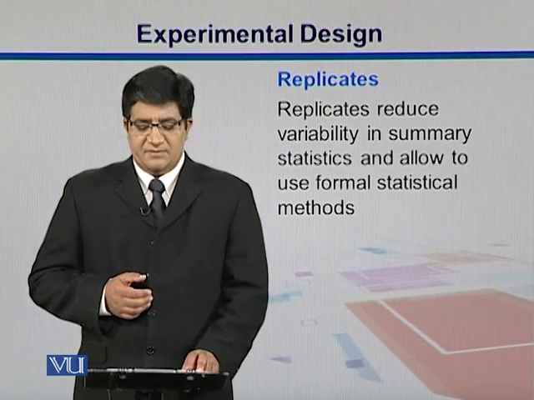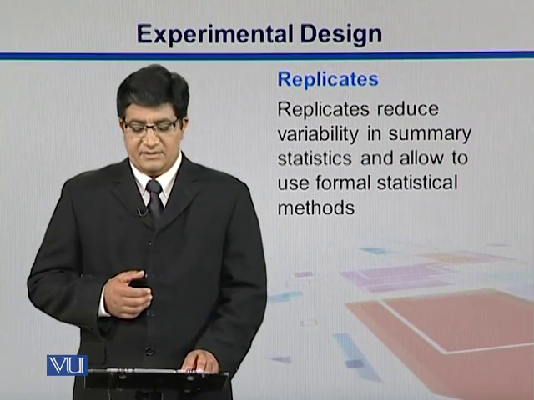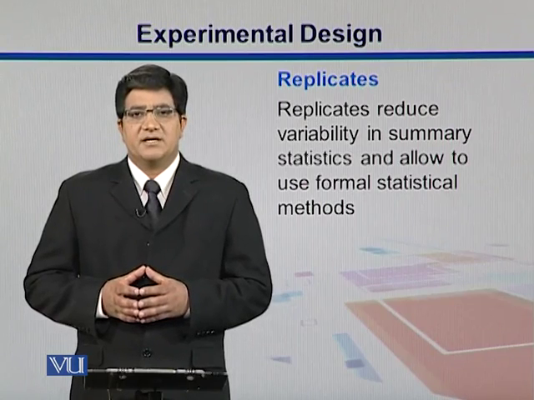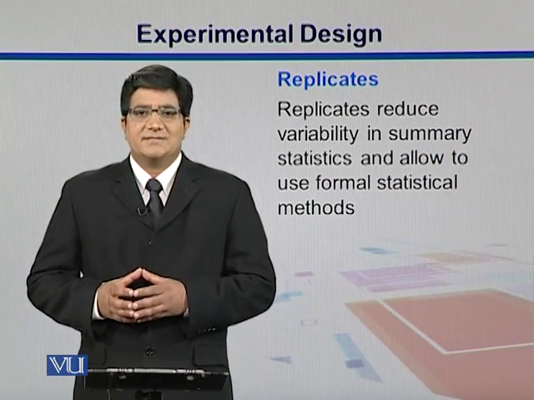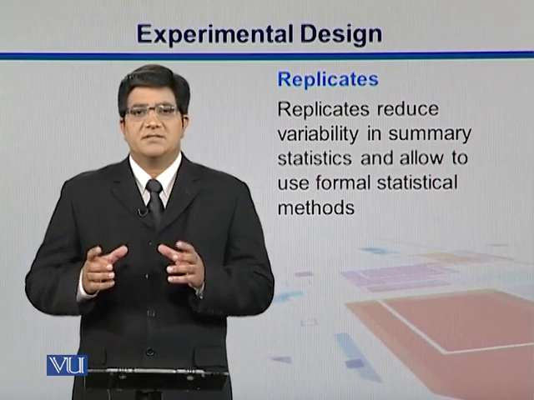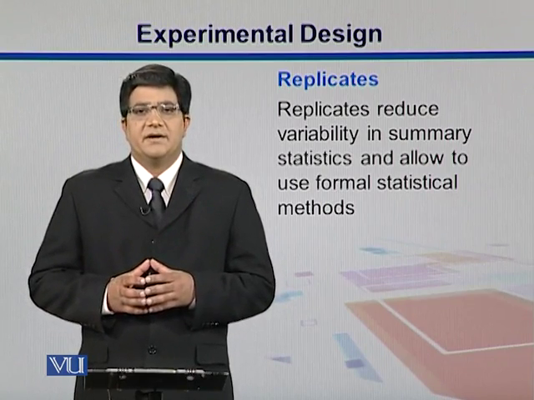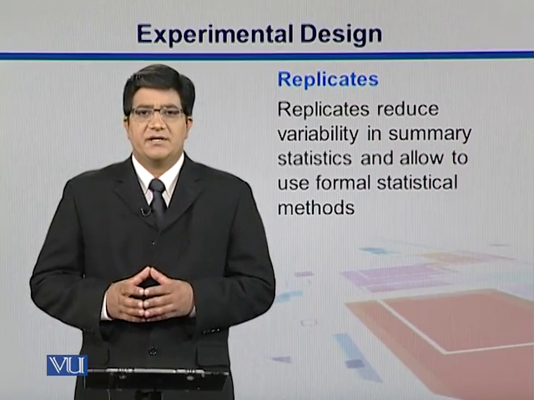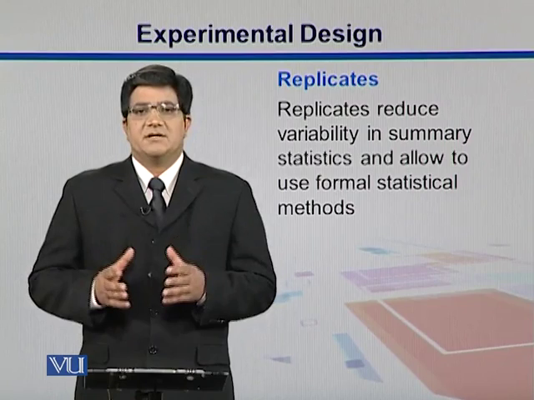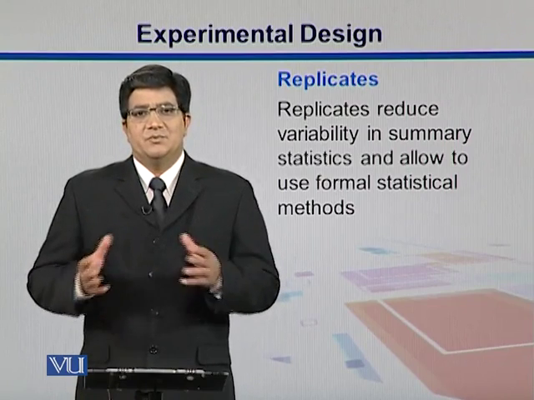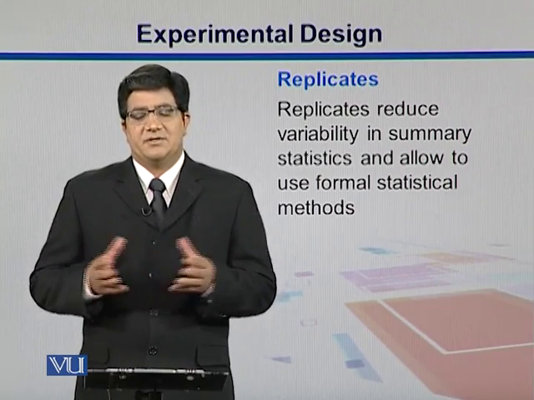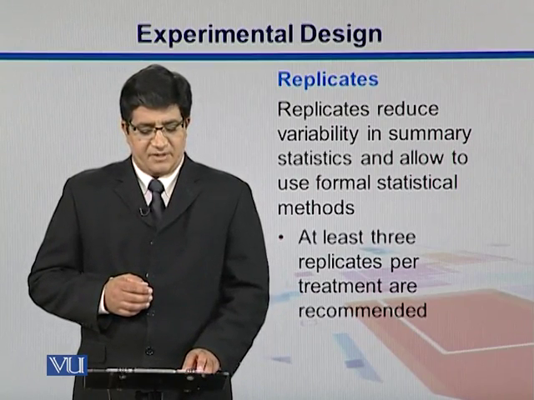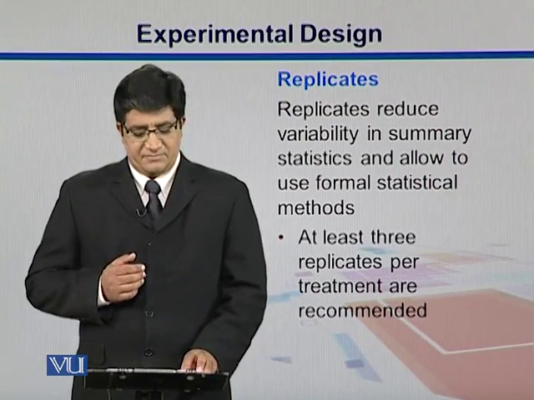Replicates reduce the variability in summary statistics, and they allow us to perform some formal statistical tests. Remember guys, for statistical tests, you cannot compare two numbers, you need two distributions, and for a distribution to be there, you need a mean and a standard deviation. So at least two replicates are important in order to treat your experiment as a distribution. Whereas Lee et al. have recommended that there should be at least 3 replicates.